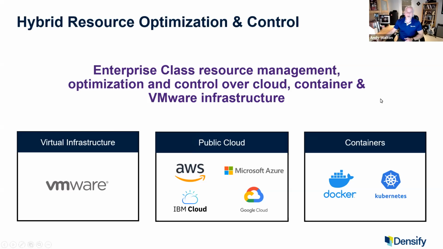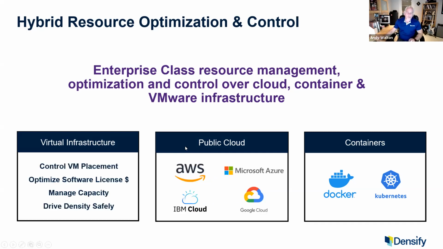First off, for those that don't know, we are hybrid resource optimization and control. We provide enterprise class resource analytics and control over cloud, container, and VMware infrastructure. Specific to VMware, the key to our secret sauce is really the placements and our predictive analytics to help us place and manage workloads in a way that increases density while reducing risk. Part of that placement algorithm really helps to do the software license cost optimization, so control your host or core-based licenses, or capacity management there, and really the whole game is to drive up density safely without introducing performance risks.